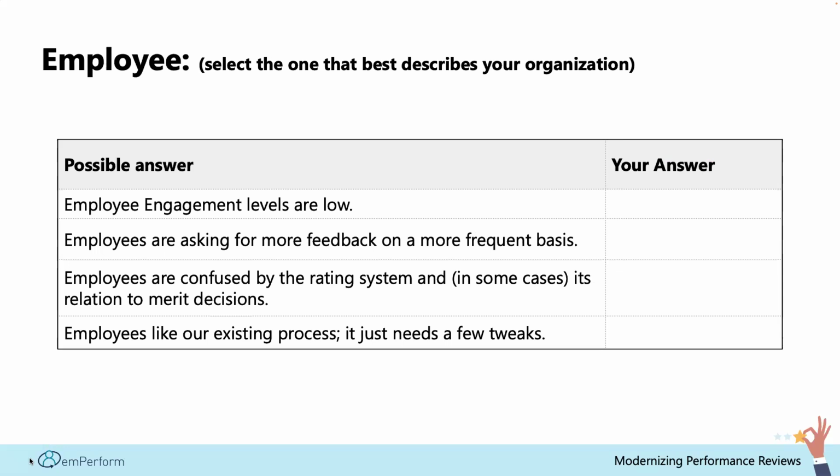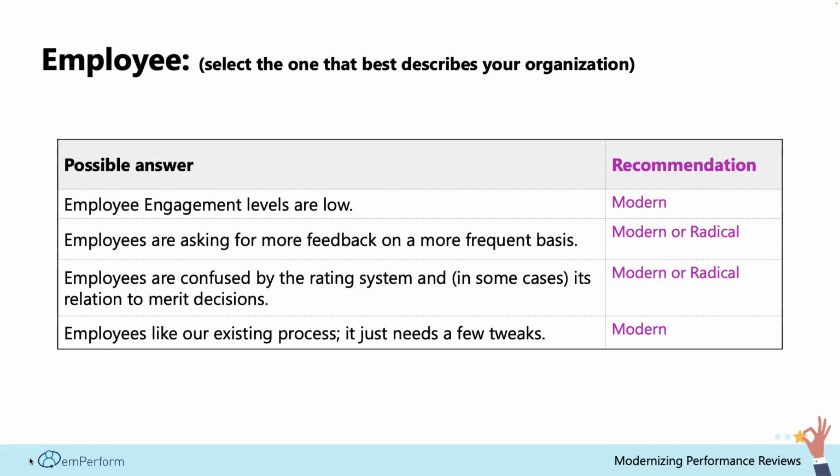Let's think next. Employees like our existing process. It just needs a few tweaks. Okay, so let's see where your answers come out on that. And here's what we come back with. If employee engagement levels are low, we're going to recommend a modern platform, because one of the things it's going to try to do is improve employee engagement by increasing the frequency and touch point of feedback. That's really, really important. If employees are asking for more frequent feedback, then obviously modern or even radical would fit.